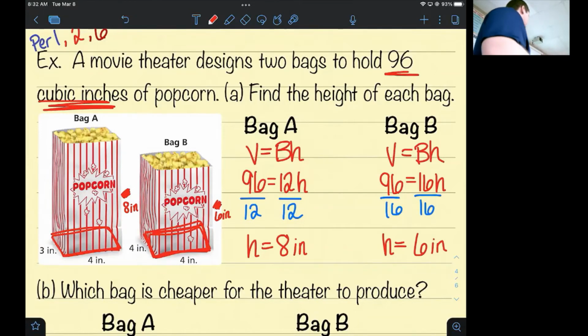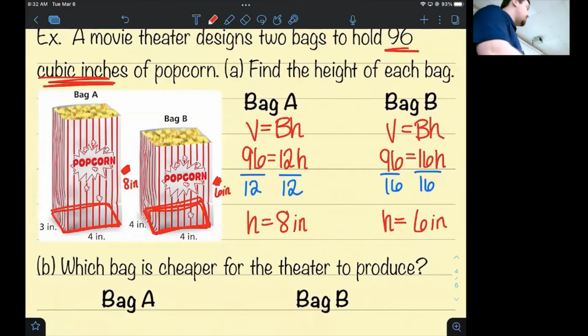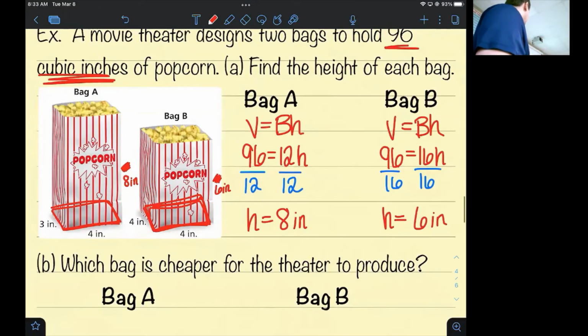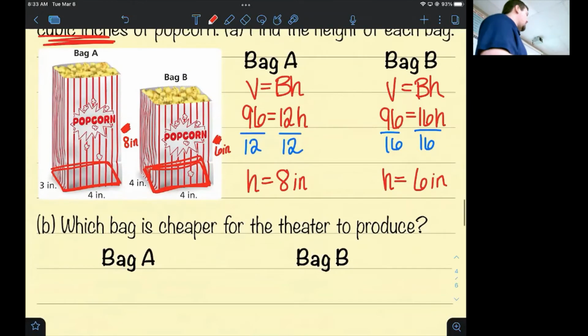But it might actually be cheaper, as Lucas was alluding to, to make one over the other. Because even though they hold the same amount of popcorn, they don't have the same amount of paper to make the bags. The amount of paper is different. How is this problem going to switch from part A to part B when I'm talking about cheaper in terms of paper? If I wanted to know how much paper it's using, what kind of problem would that be? Surface area, exactly. Volume's the space inside, but the paper is around the edges. That would be surface area.